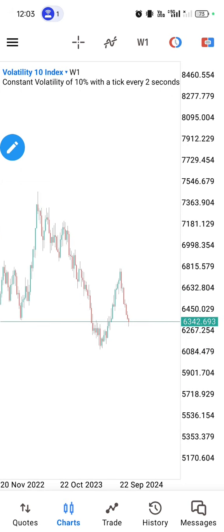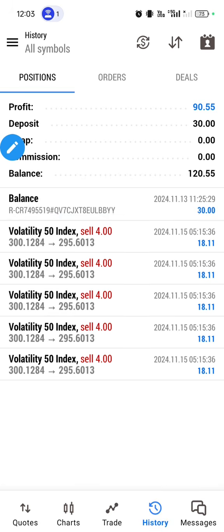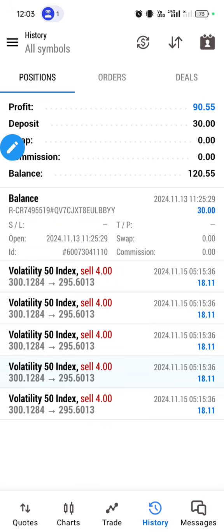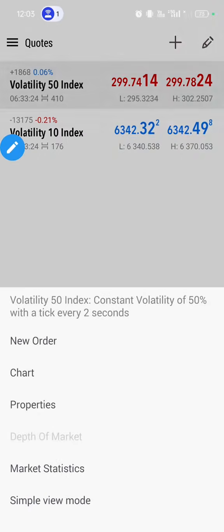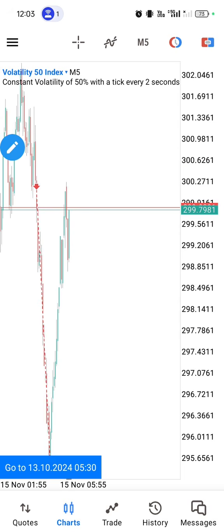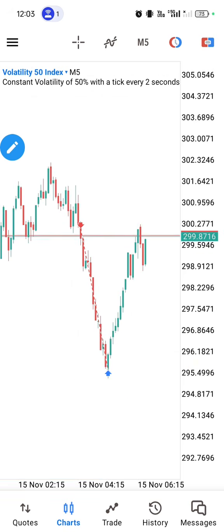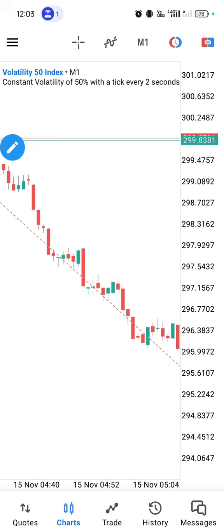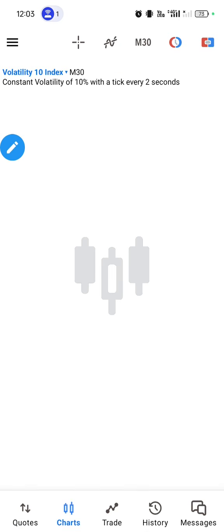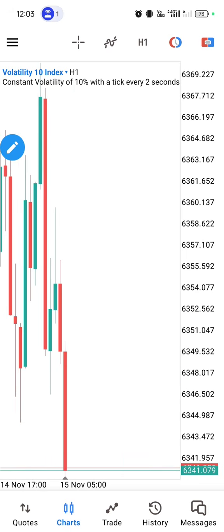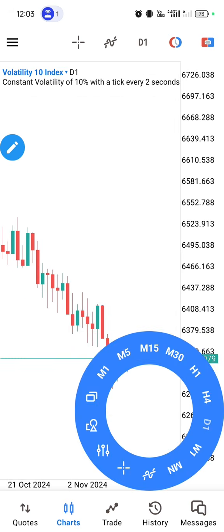Okay, VIX 10 index. Now we're picking up right where we left it. From the 90 USD we made, we are at 120 USD balance. But I think this is after some time, few minutes. I just wanted to show you guys that immediately after we exited VIX 50 index, it retraced back up. So it was a nice, perfect exit. Now on to VIX 10 index.